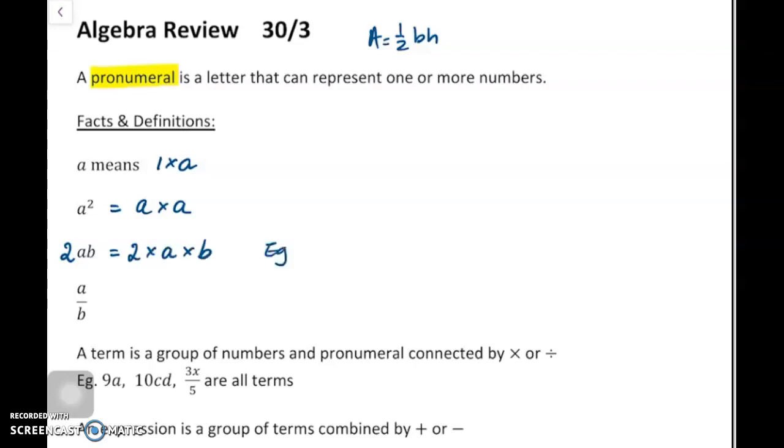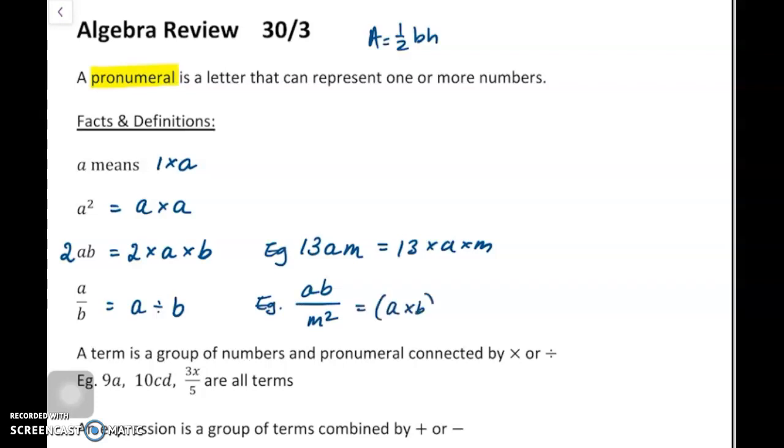Another example is if we have, let's say, 13AM, okay, that means 13 times A times M. And remember, when we have a fraction, it just means we are dividing the top by the bottom, so A divided by B. And you can even put all of these rules together and see what this means. AB over, let's say, M squared. AB at the top is shorthand for A times B. And we're dividing all of that by M squared, which is M times M.